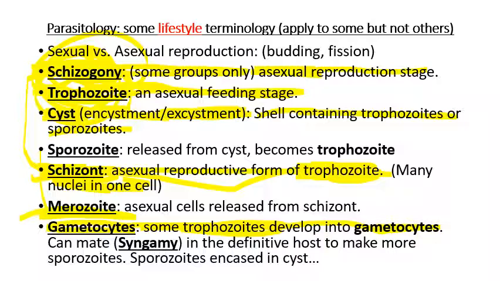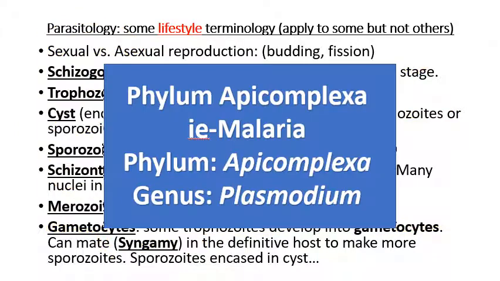And then if two gametocytes are male or female, they can mate, and when male and female gametocytes come together, that's referred to as syngamy. Right, so be familiar with the term syngamy versus schizogony. Schizogony is the asexual reproduction form of a protist, and syngamy is the practice of sexual reproduction inside the definitive host. These terms apply really only to the phylum Apicomplexa, which contains Plasmodium vivax, malaria, for example.